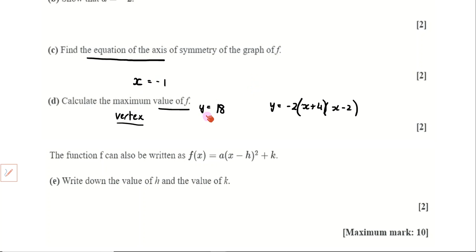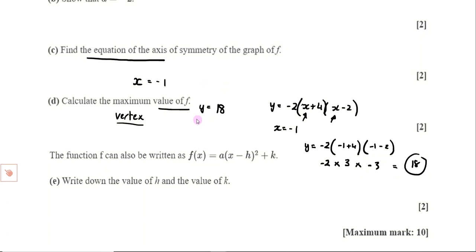But if I know that the vertex or the maximum is on that line, it makes sense that I can put x equals negative 1 into here. So I would get y is negative 2 multiplied by negative 1 plus 4 multiplied by negative 1 minus 2. So that would be negative 2 multiplied by 3 multiplied by negative 3, which turns out to be 18. So whichever way. It needs to be exactly 18, I'm afraid, yeah.